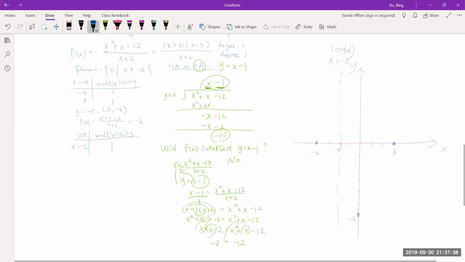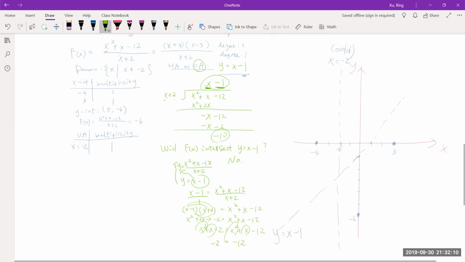And we have an oblique asymptote, which is y equals x minus 1. So how do I graph y equals x minus 1? First, the y-intercept here is -1, right? And your slope is 1, that means go up 1 over 1. So these 2 points give you the oblique asymptote. Goes like that. Y equals x minus 1.